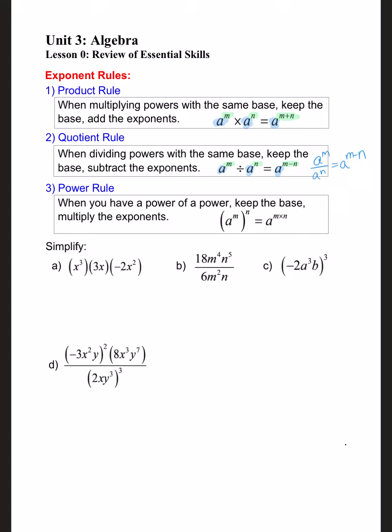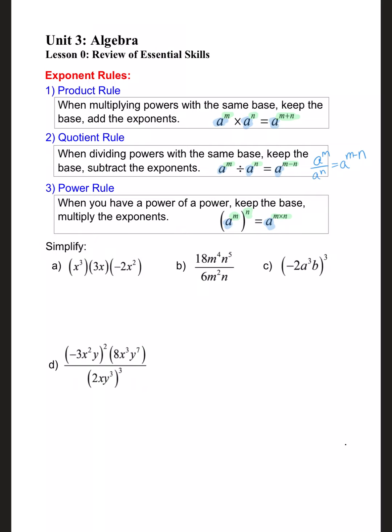The next rule is our power rule. So if you have a power that has an exponent and then it's being raised to another exponent, you're going to multiply those two things together. So we have a, again, we keep our base the same at a, but we have this exponent and then this power is being raised to another power. So we multiply those two things together. So let's try to apply some of these rules to some examples here.